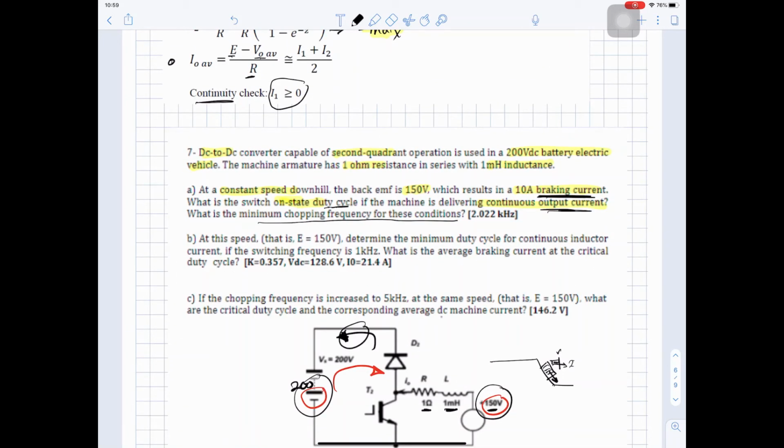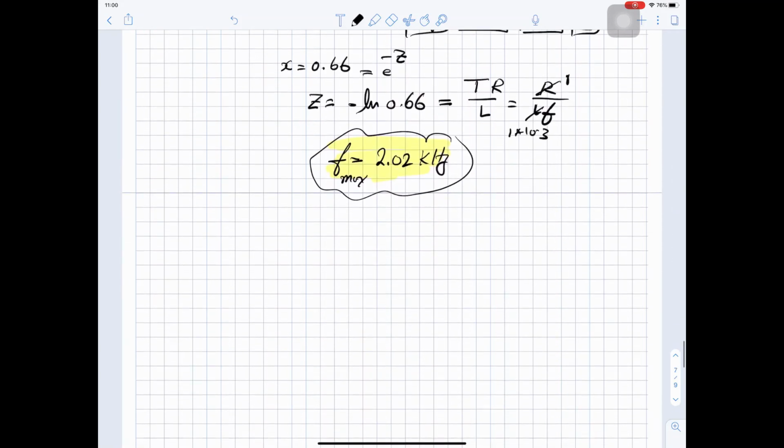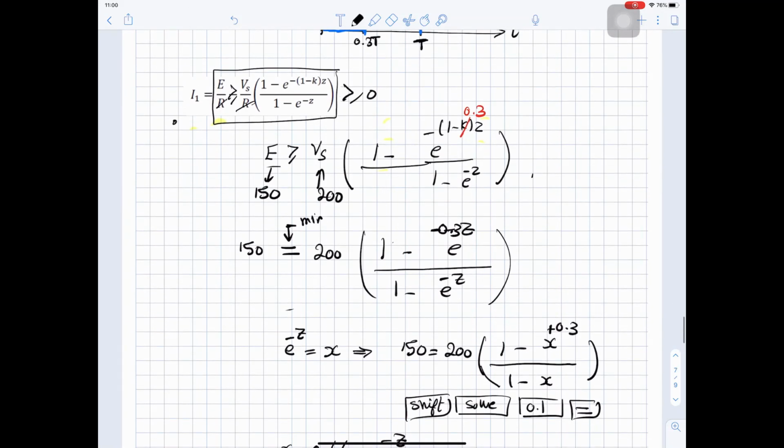Now at this speed, which is at E equals 150, so speed means E from motors, determine the minimum duty cycle for continuous inductance current if the switching frequency is 1 kHz, and what will be the average braking current at this critical duty cycle. So again, at this speed, E equals 150, determine the minimum duty cycle for continuous current if the frequency is 1 kHz. So we will go back to this equation here.